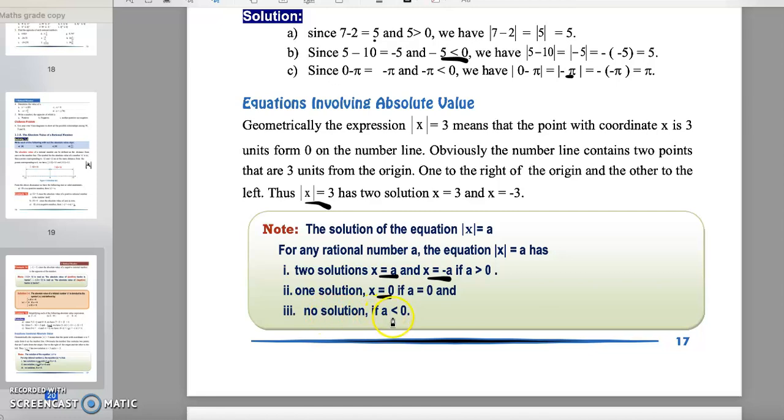And if a is less than 0, for example, absolute value of x equals minus 3. What is a? Minus 3, right? So if a is minus 3, then it's less than 0. So if a is less than 0, it has no solution.